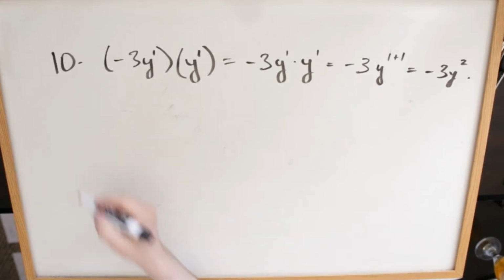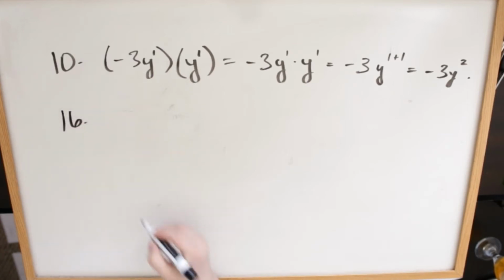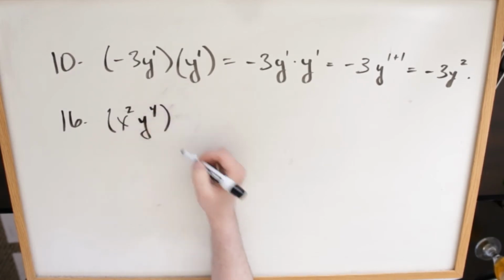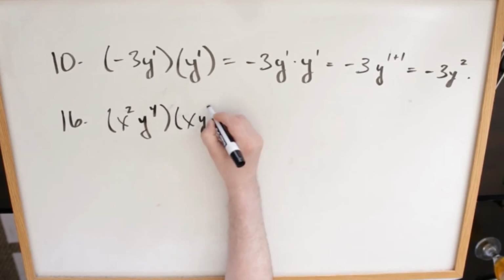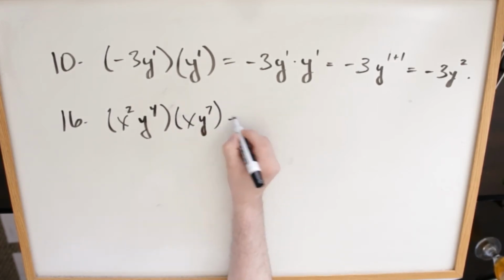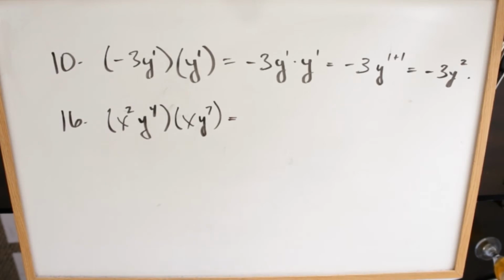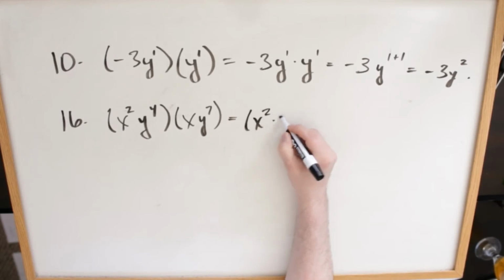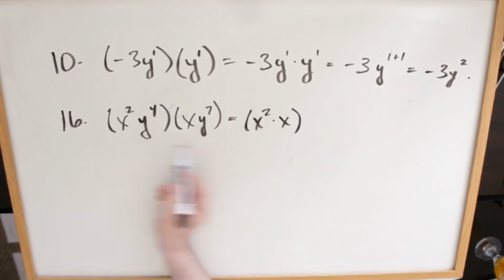All right, question 16. I've got x squared y to the 4th, let's see here, times x y to the 7th. Okay. Now, one of the things that you can do if you're getting started doing a lot of this is to separate the x's and the y's together. If you've got different bases represented down below, completely separate them out. So here you can do x squared times x. So I'm basically just rearranging things here.